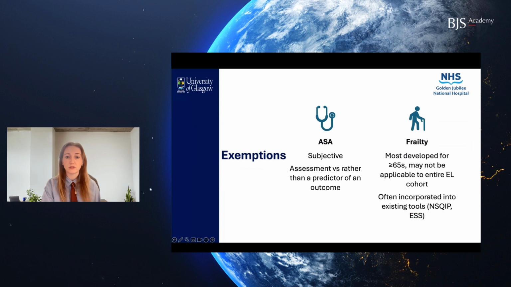ASA was not included because it's a subjective assessment rather than a true predictor of an outcome, and all frailty scores were excluded. There has previously been a systematic review looking at frailty scores and their relation to outcomes after emergency laparotomy, so this is already done. Plus, most are developed and only validated for patients who are over the age of 65, which might not be applicable to our entire emergency laparotomy cohort.